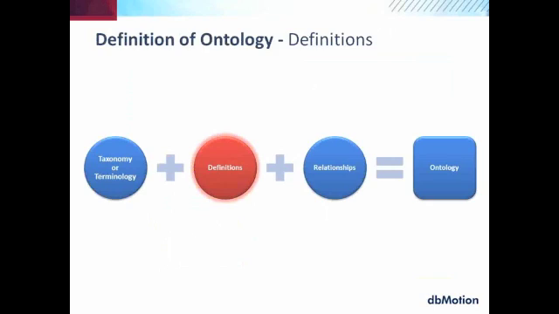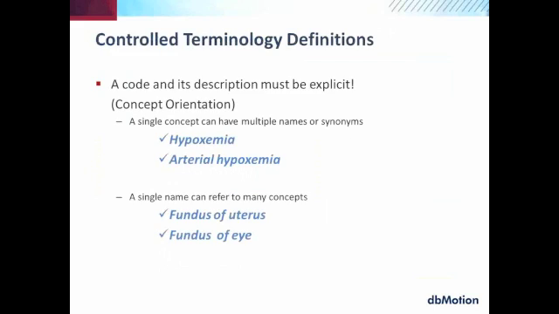So the second thing that an ontology needs is definitions. This is where some of those terminology lists fall short. A good controlled terminology list should have very clear definitions. It's this idea of something called concept orientation. A code and its description should be explicit, very clearly defined. And there are different concepts it should also have. A single concept can have multiple names or synonyms.